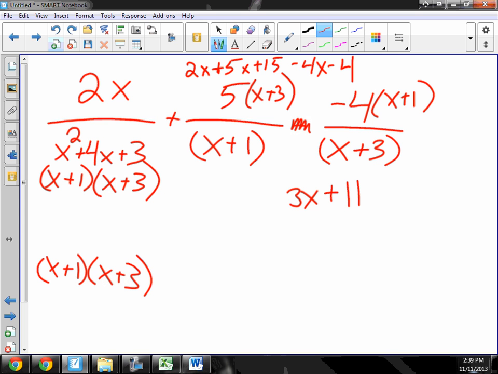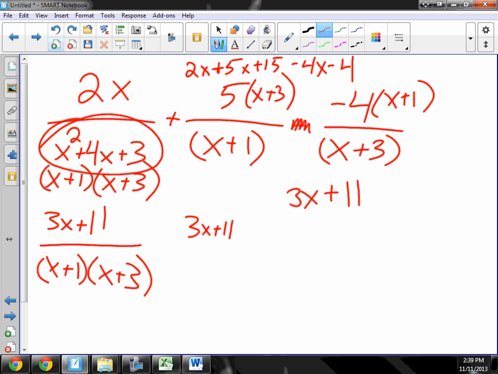So does 3x plus 11 factor? No. So it's 3x plus 11, but I need to multiply my denominator back together, but I already know what it is. It's right here. So the answer is 3x plus 11 over x squared plus 4x plus 3.